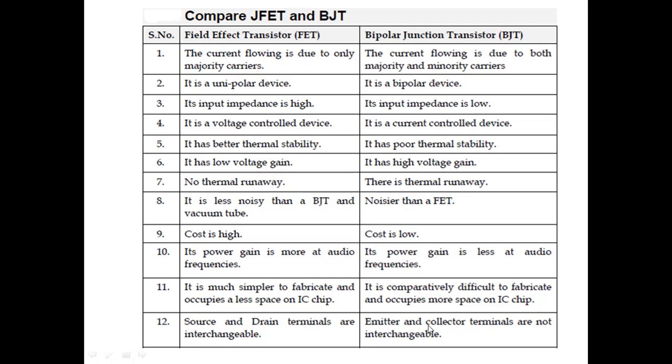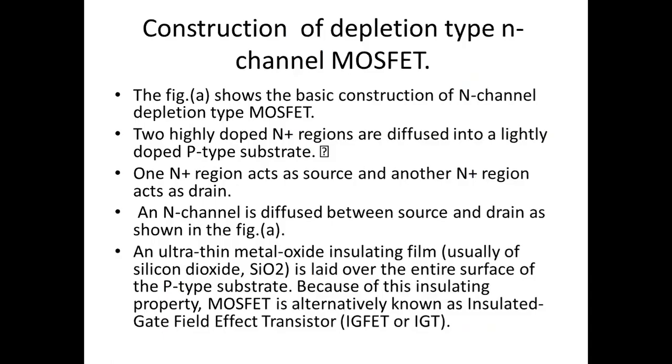But in this case, emitter and collector terminals are not interchangeable. Why? Because the emitter is heavily doped compared with the collector. But here, source and drain are doped equally. So these are the comparisons between JFET and BJT.